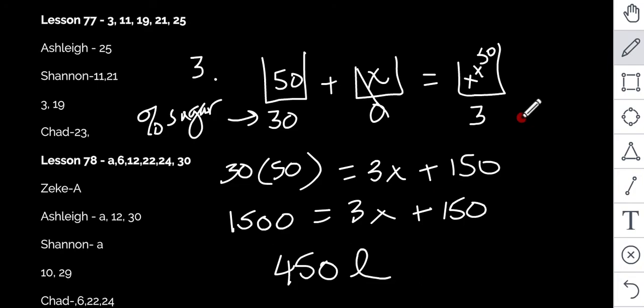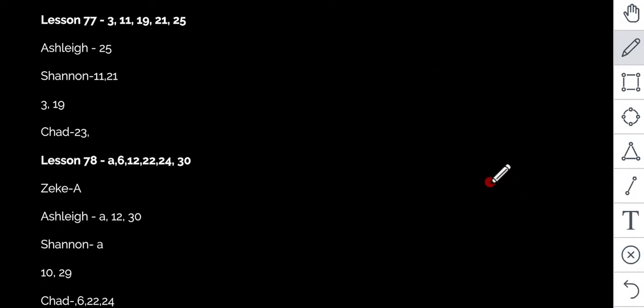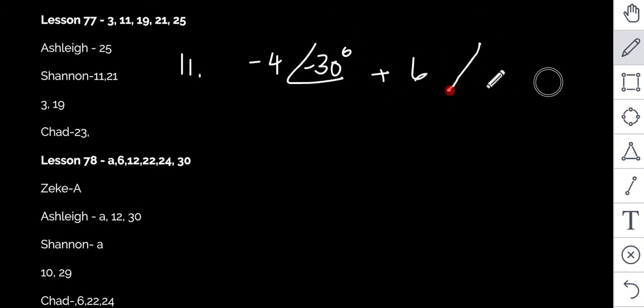Okay. Number 3. Let's go on to number, wow, we jumped to 11. Amazing. Okay, 11, oh my, we're going to add these vectors. Okay, guys, calculator problem all the way. Plus 6 at negative 200 degrees. You just put this in the calculator.